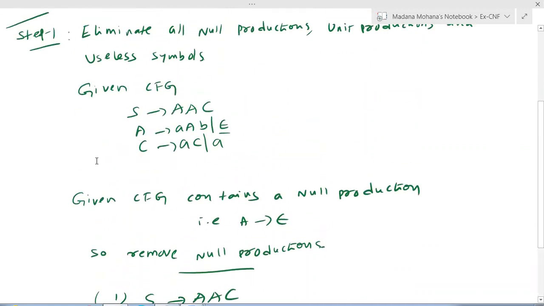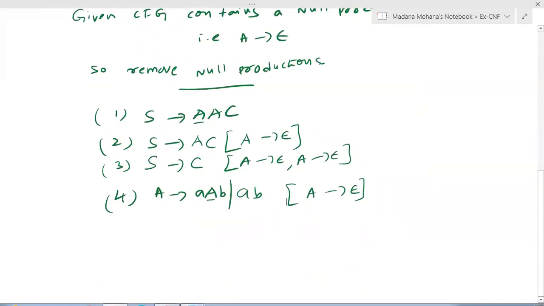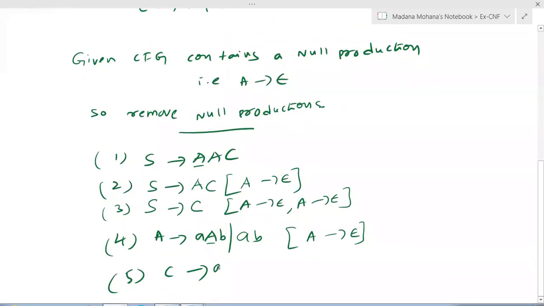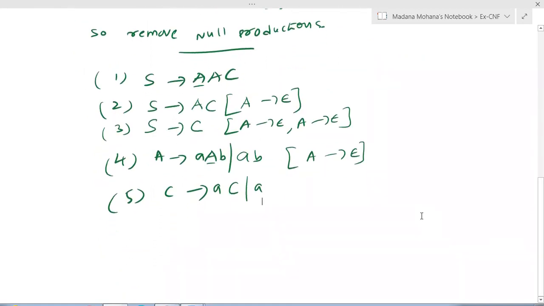Then for the C productions, in the right hand side there is no nullable variable. So the C productions we can consider as they are. So C derives terminal A, variable C, and again terminal A. So this is the final grammar after eliminating null productions. Now let us check further: you can verify any unit productions or any useless symbols or useless productions.